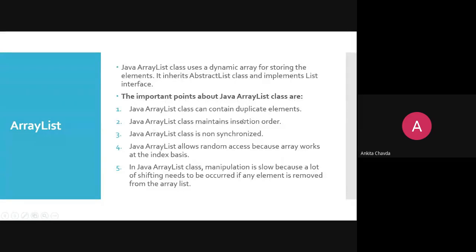The Java ArrayList class maintains insertion order, right? Whatever you are inserting will be added at the next index. First, you have added 10, and if you are again adding 20, the 10 is at the 0th index and the 20 will be on the first index. It means that it will add the elements at the last.